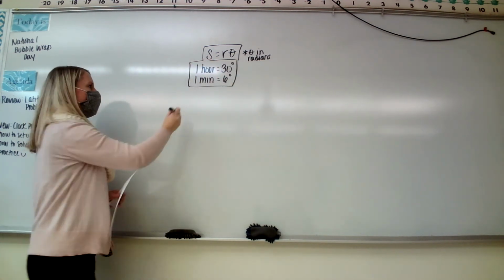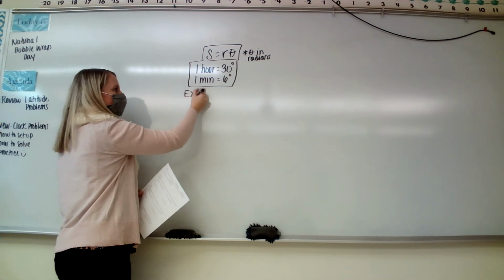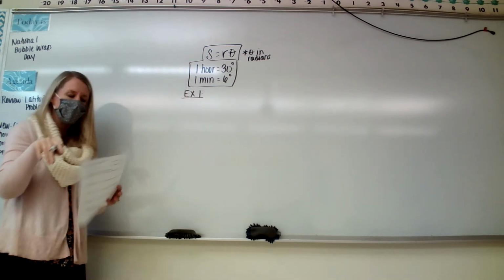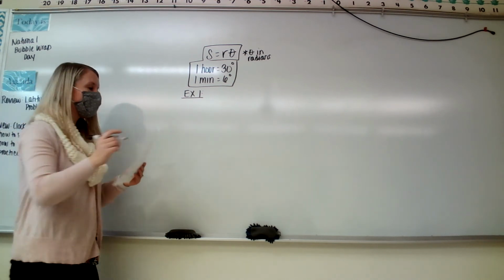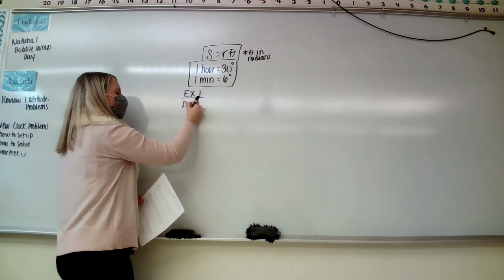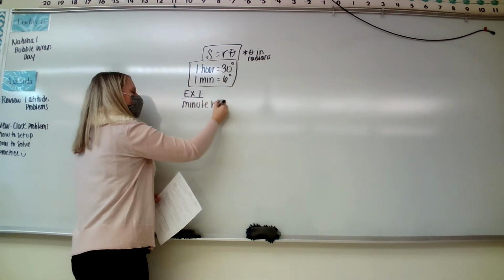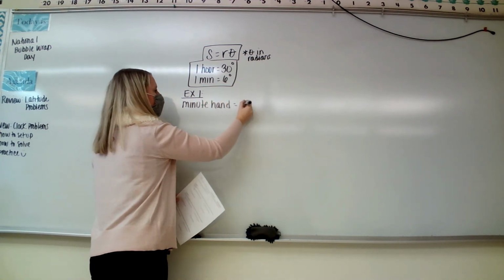So now we'll do example 1. For the people at home, if you don't have this printed, I'll write the important information. The minute hand of a clock is 8 centimeters long. So the minute hand is 8 centimeters.